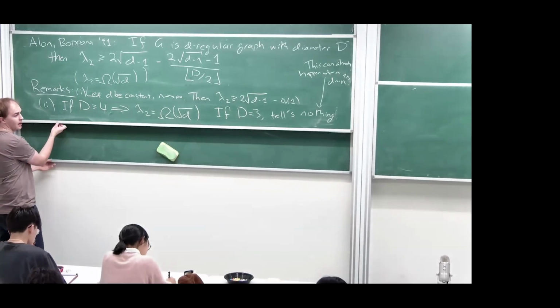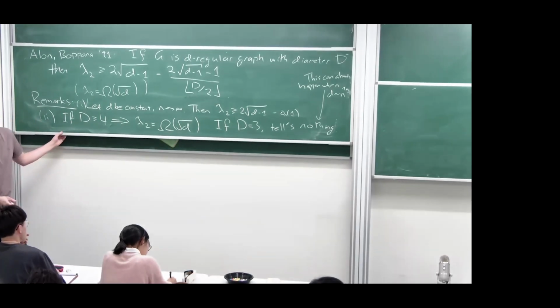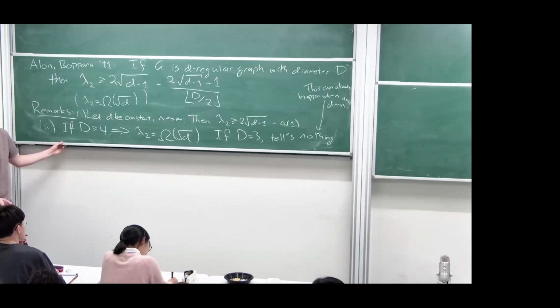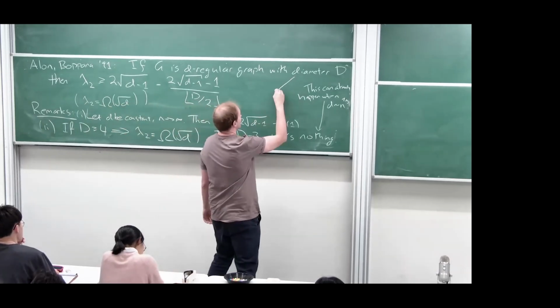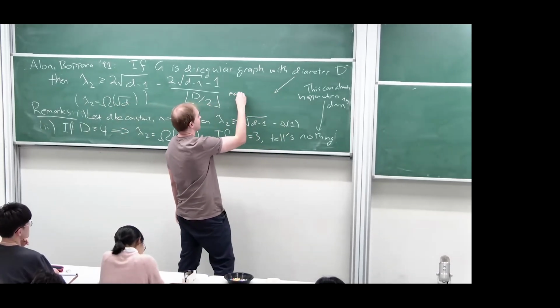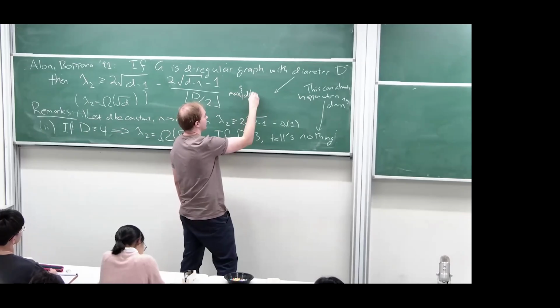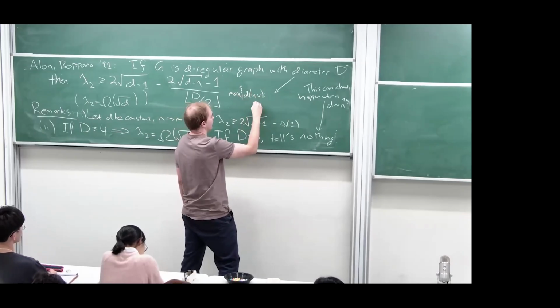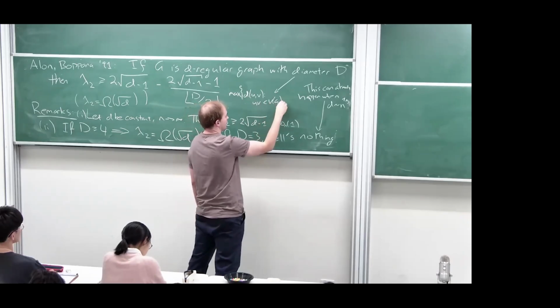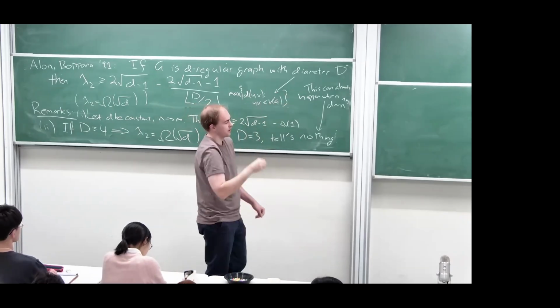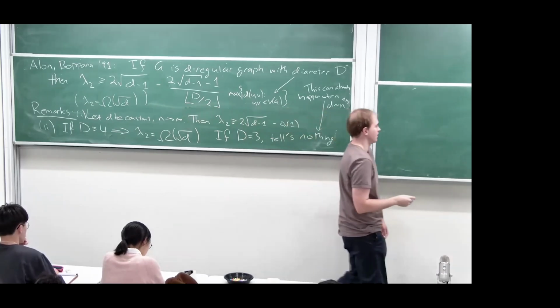Sorry, what's the meaning of the capital D? So capital D is the diameter of the graph. What is diameter? So diameter means the maximum of the distances of vertices. Oh, thank you. So basically, that's a good question.